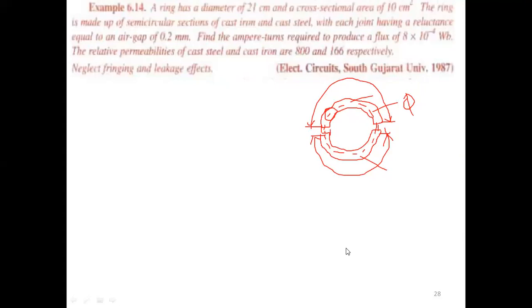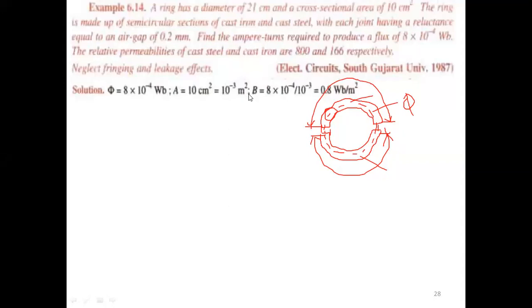I will show the diagram also. Still you have the doubt, I think. So first I will discuss here now. Given data you have to write down. The flux produced is 8 into 10 to the power of minus 4 Weber. The area is 10 centimeter square. 10 centimeter square is nothing but 10 into 10 to the power of minus 4, so 10 to the power of plus 1 into 10 to the power of minus 4 is nothing but 10 to the power of minus 3 meter square.